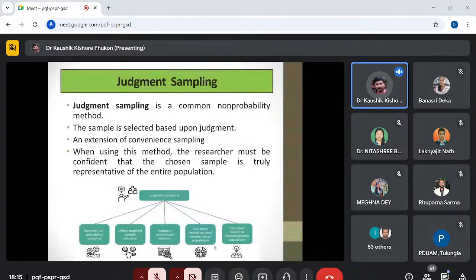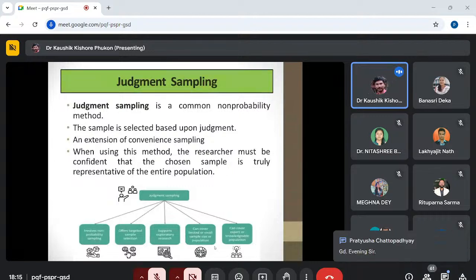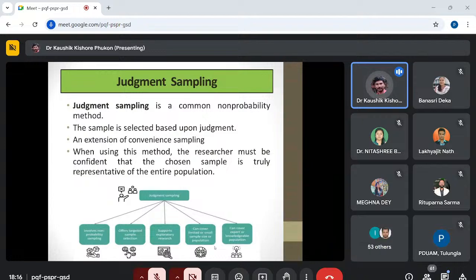Then judgment sampling. Judgment sampling is also a non-probability sampling method. The sample is selected based on judgment. This may be called an extension of convenience sampling, but there is a significant difference between convenience sampling and judgment sampling.